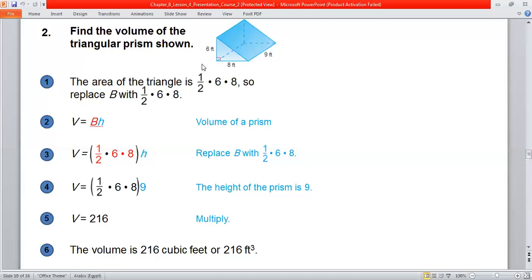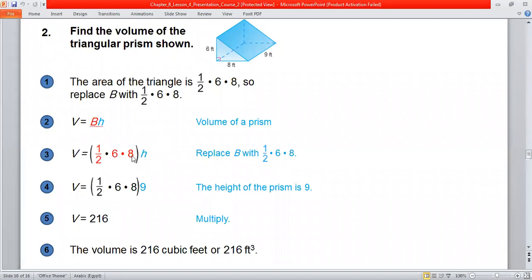The two are the same. Now the area of the right angle triangle is half times base times height. After that, I will multiply by the height of the prism. So I will use one height for the triangle and the other for the prism.